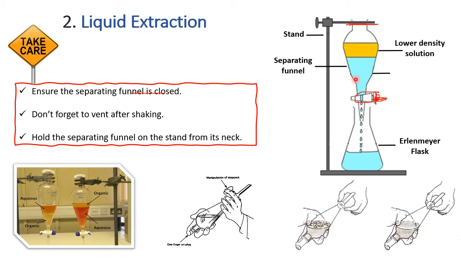and to leave them to stand. Then you will start collecting the lower layer and the upper layer, where the lower layer is the more dense and the upper layer is the less dense one. And you will never know which one is aqueous and which one is organic unless you're provided with the densities.